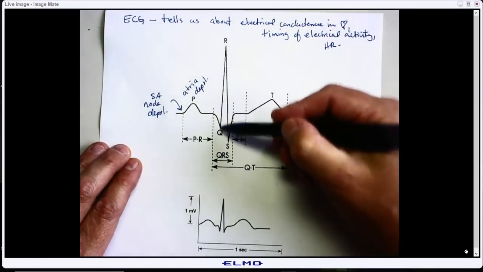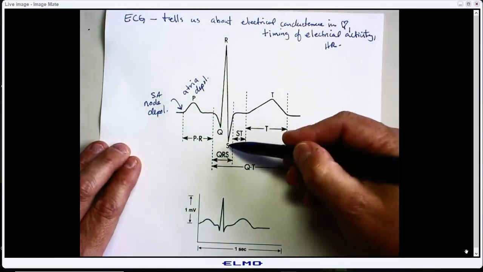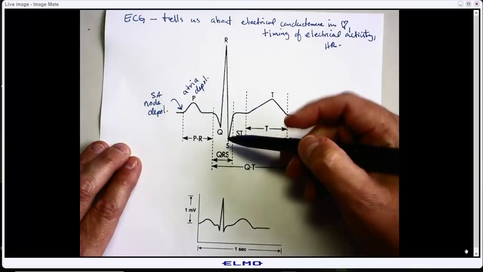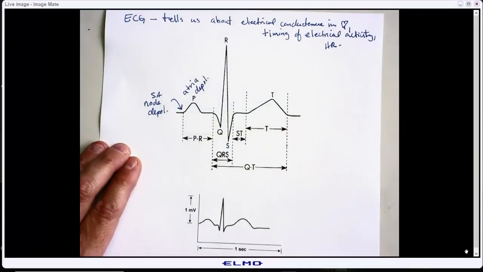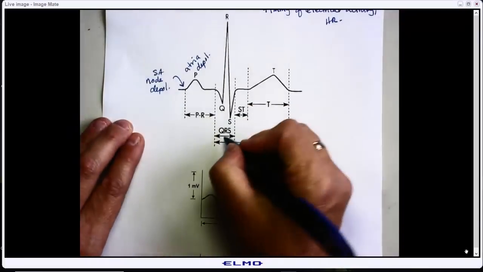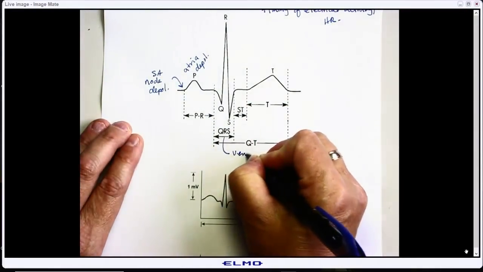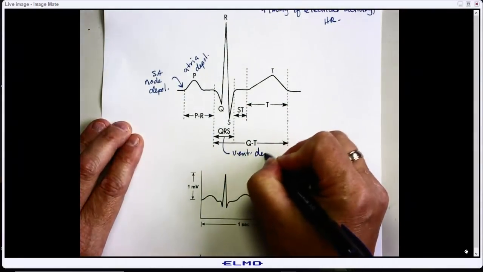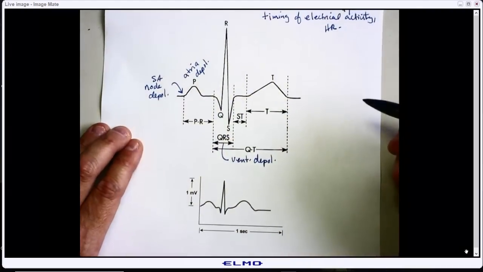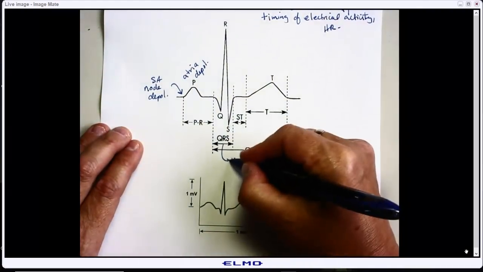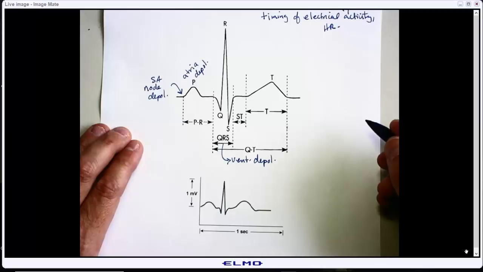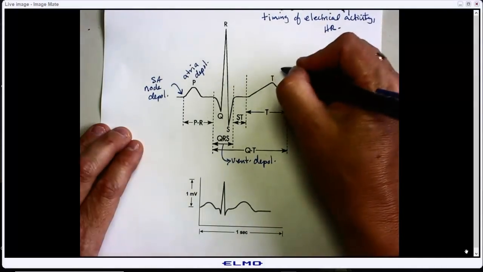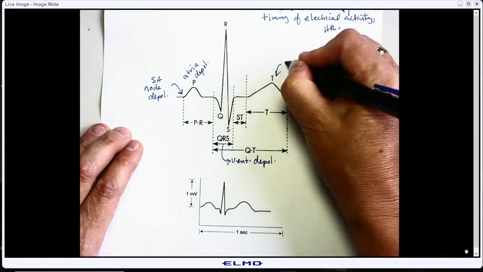Okay, so this crazy waveform is actually a manifestation of ventricular depolarization. All right, so this is the waveform we get out from our electrodes when the ventricle is depolarizing. And then we get a waveform when the ventricle is repolarizing.